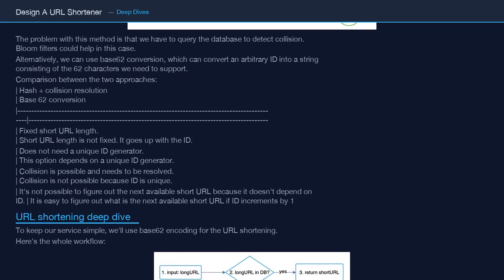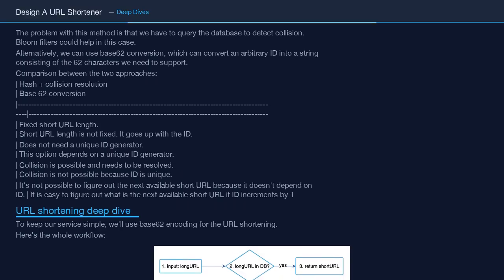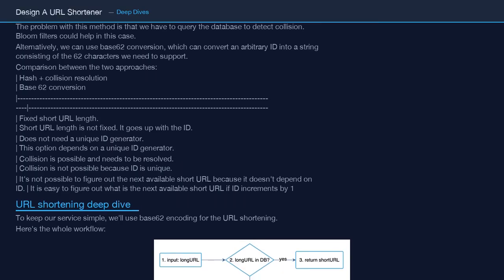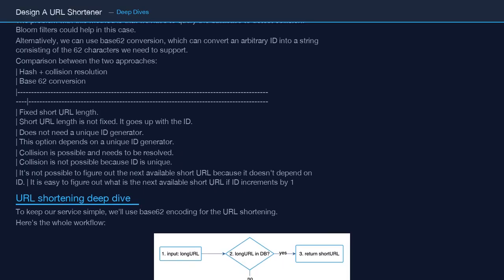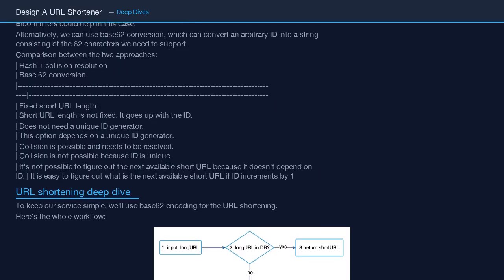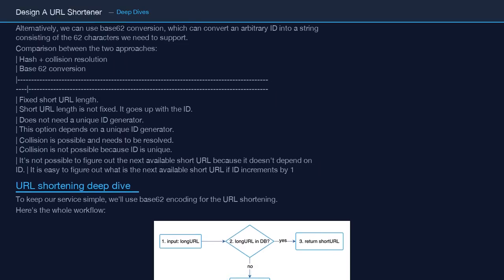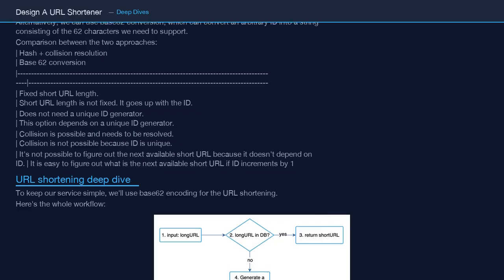The second approach is base 62 conversion. Instead of hashing, you take a unique numeric ID and convert it into a base 62 string. Since the ID is unique by definition, collisions are simply not possible.